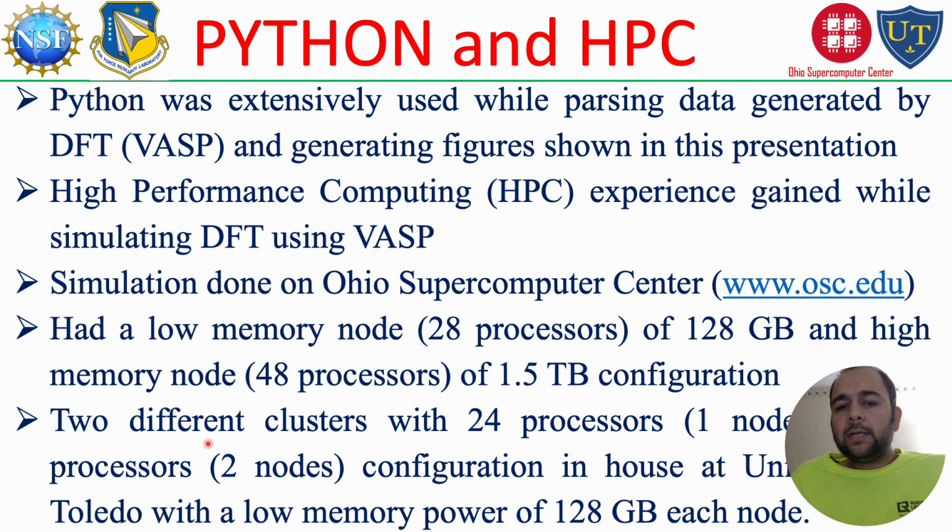Along with that, we also had two different clusters in our own university here at Toledo. And one of the clusters had only 24 processors. It had only one node, whereas the other one had 56 processors, two nodes.